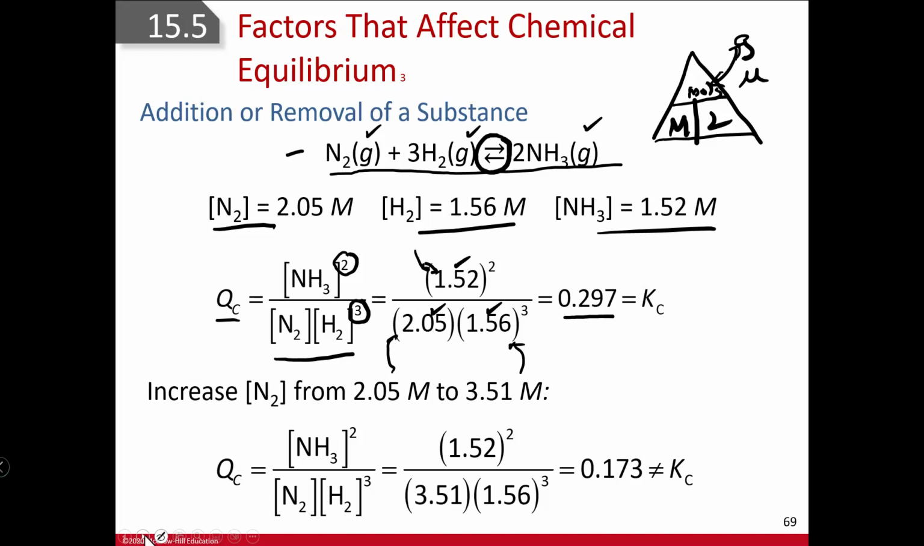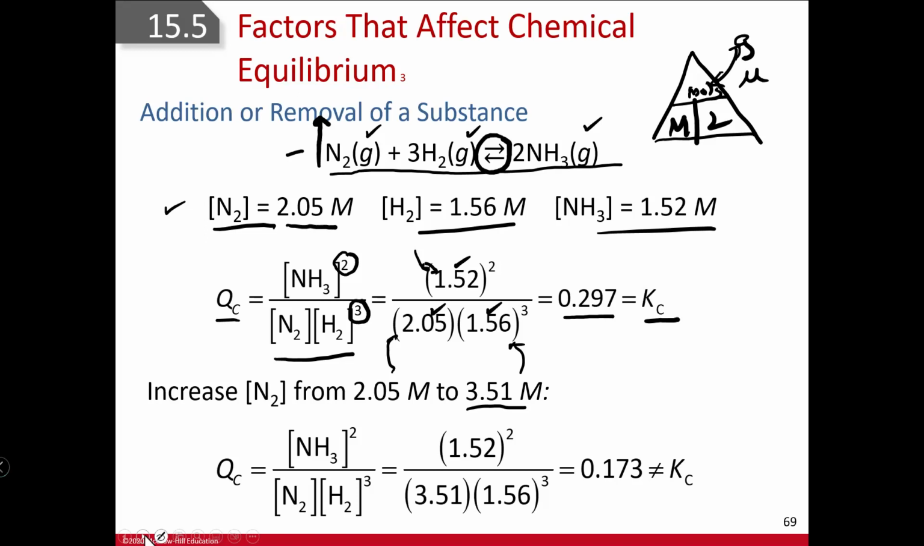All right, and so that's equilibrium. So these happen to be, I guess, equilibrium concentrations up here, because they're saying that's what it is, right? So then it says we increase the nitrogen concentration. So we go from the original 2.05, we're going to increase the nitrogen concentration to 3.51.